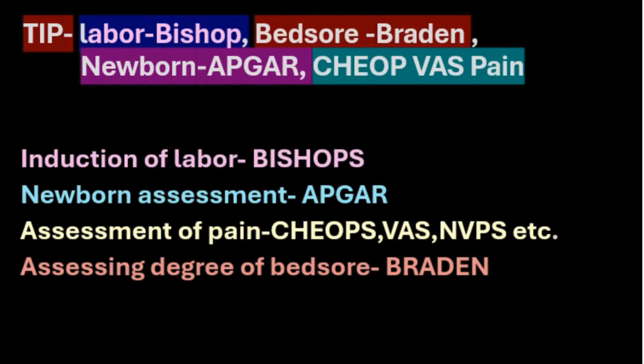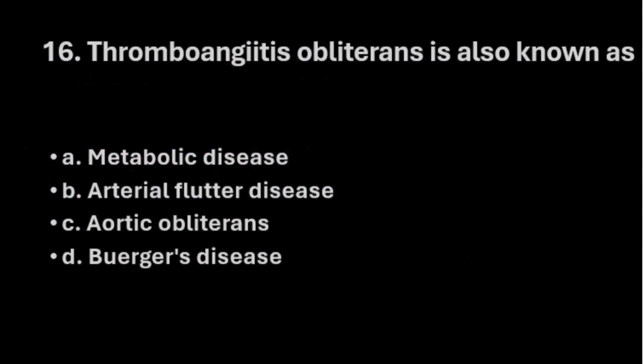Memory tip is given at the top and the explanation below. The tip is: labor, Bishop; bedsore, Braden; newborn, Apgar; pain, FLACC scale. So induction of labor is assessed by Bishop score, for cervical ripening. Newborn assessment is by Apgar score. Assessment of pain is by many scales, like the FLACC scale for children's post-surgical assessment, then VAS scale, NVPS scale, etc. Assessing degree of bedsore is by Braden scale.